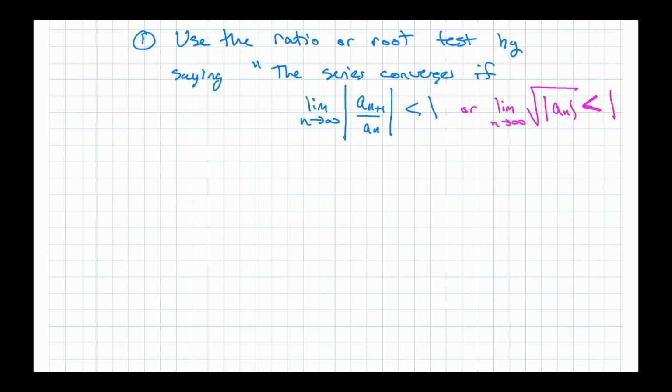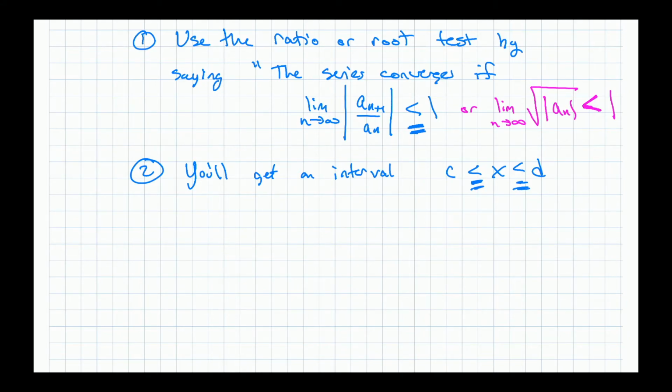Now, after you do that, what you're going to get is an interval, like C less than x less than D. But the C and D from this interval are actually the places where the ratio or root test was inconclusive, right? If you replaced these with an equals, that would be inconclusive.